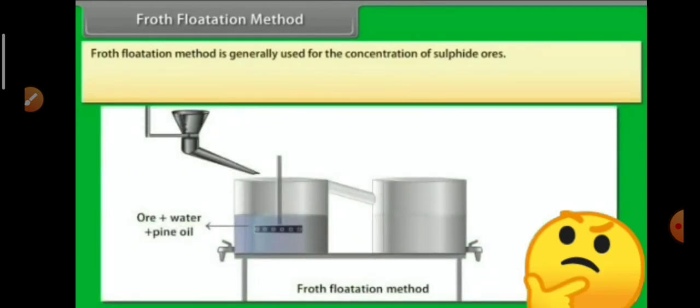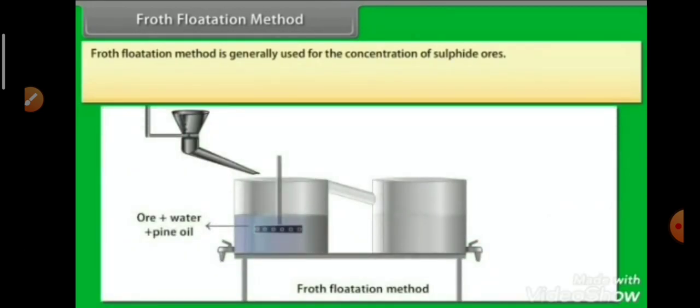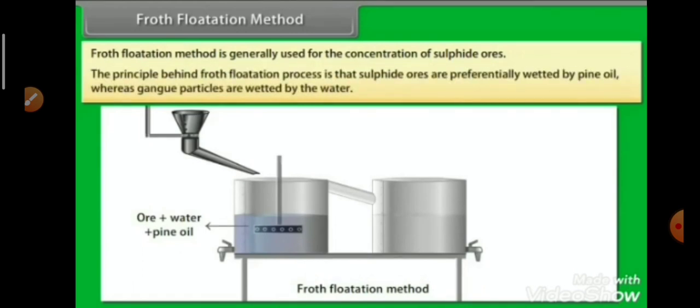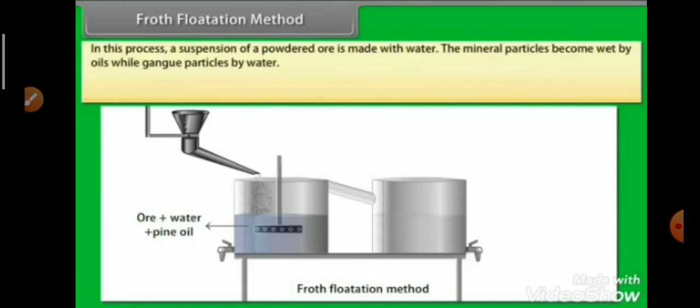The froth flotation method is generally used for the concentration of sulfide ores. The principle behind the froth flotation process is that sulfide ores are preferentially wetted by pine oil, whereas the gangue particles are wetted by the water. In this process, a suspension of a powdered ore is made with water. The mineral particles become wet by oil, while the gangue particles become wet by the water. We can see the process continuing in this method.